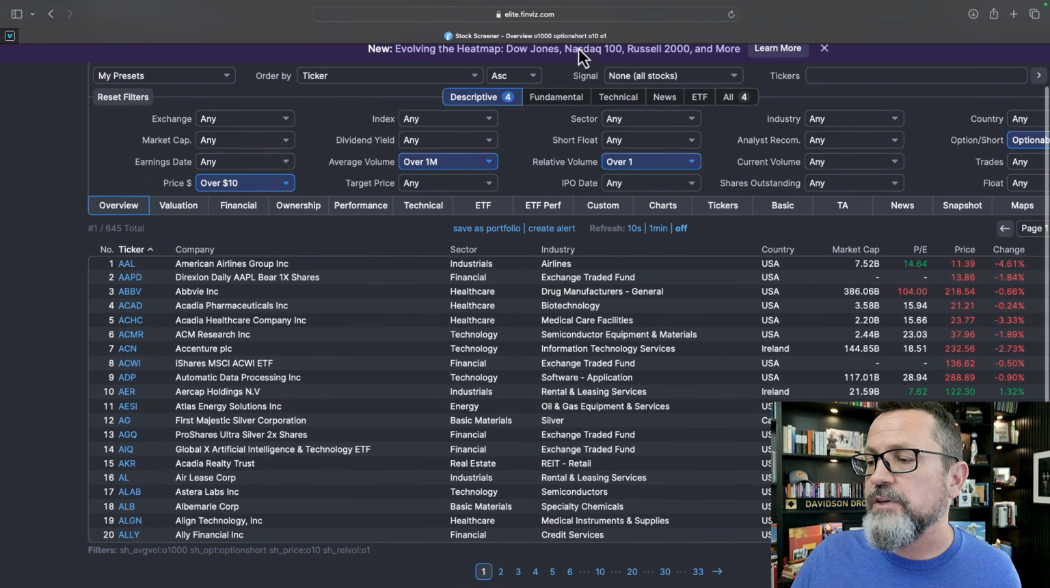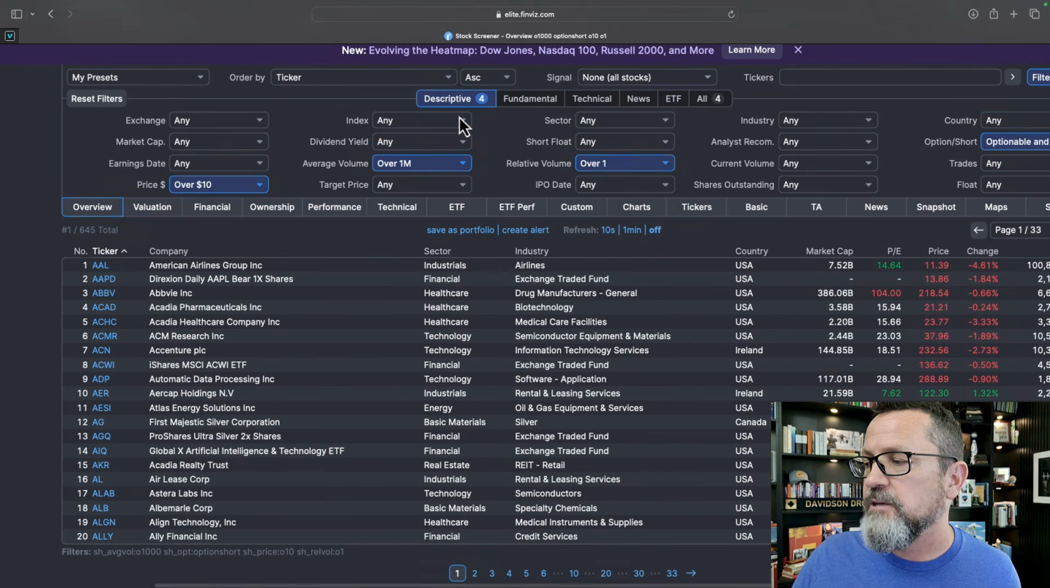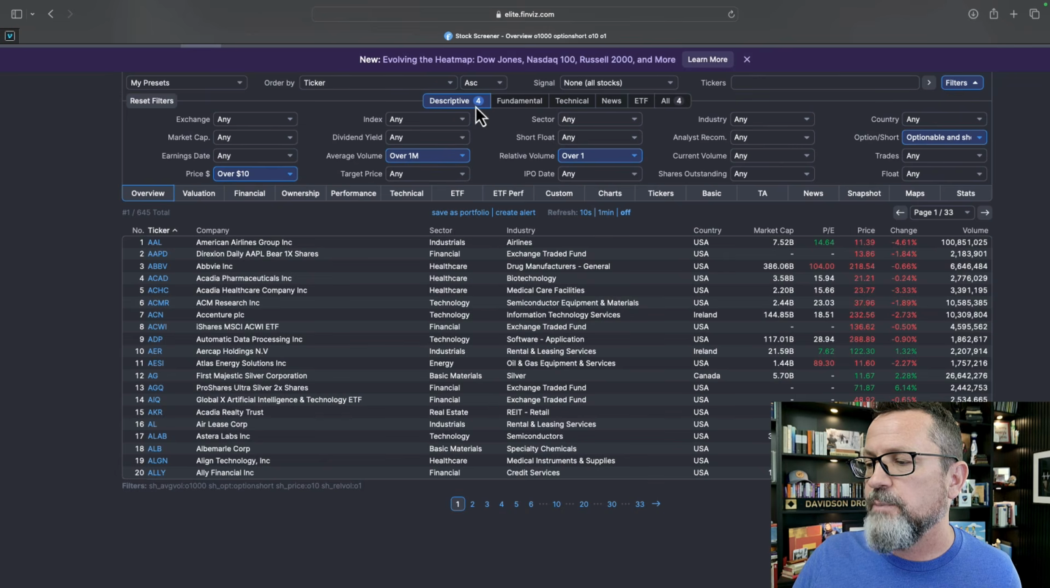So that's here on this descriptive page, 4 settings. Let me zoom out so you can see that. The descriptive tab right here, 4 settings. We've got optionable and shortable, over 1 million shares on average, over $10 per share, and relative volume over 1. Those are my first 4 settings.